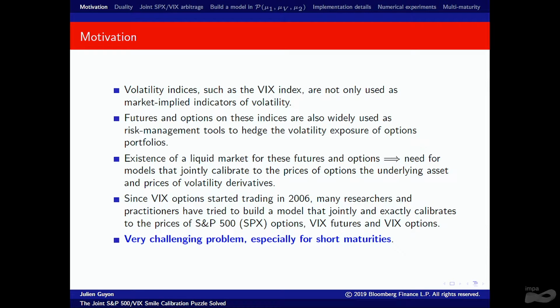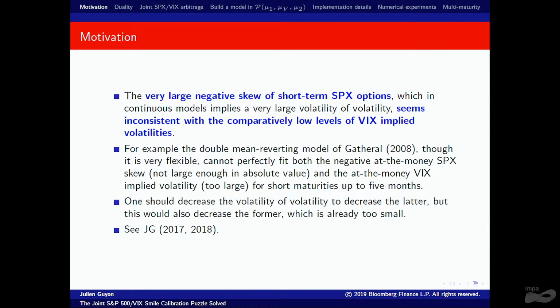So in particular, since VIX options started trading in 2006, many practitioners and researchers have looked for models that jointly calibrate to market data, both on the S&P and the VIX, so VIX options and VIX futures. But no one was able to build a model that exactly calibrates to the data. It's known to be a very challenging problem, and especially for short maturities. So today I'll explain how you can actually build such a model. So why is it a difficult problem?